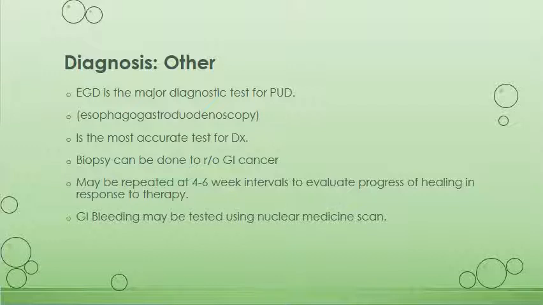EGD is the major diagnostic test for peptic ulcer disease. To actually visualize and make sure and confirm that it's not cancer or anything else, an EGD is done.